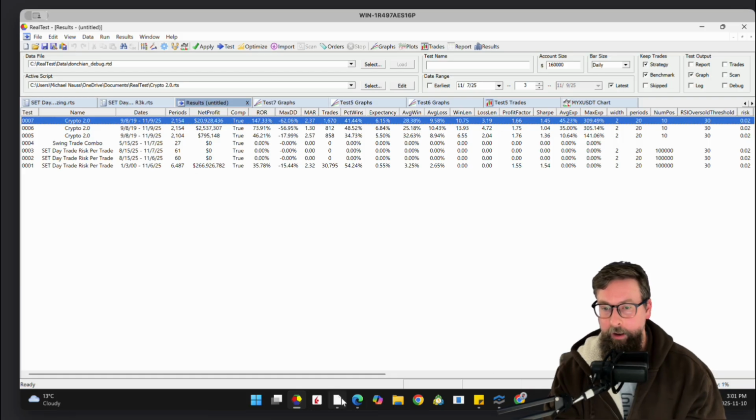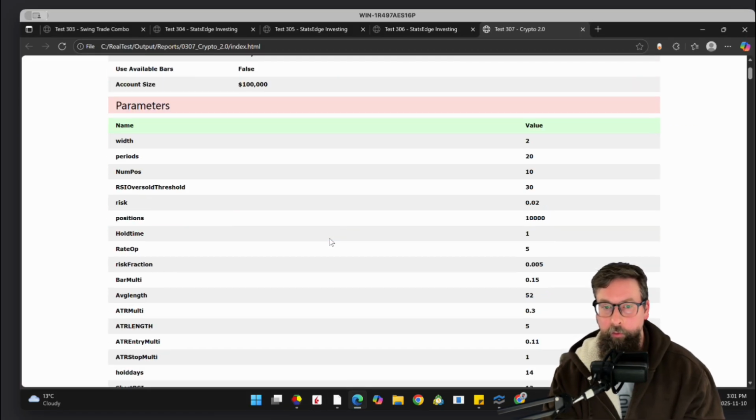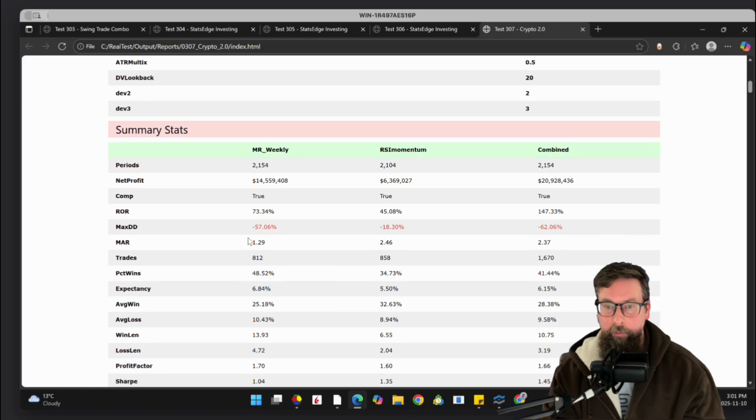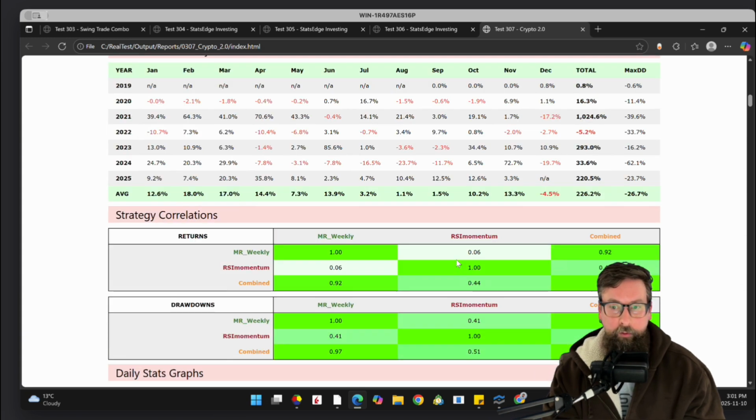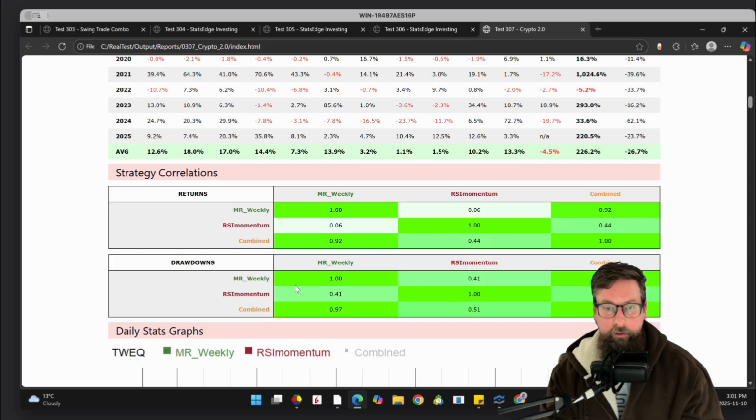So if we take a look, we can actually look at this individual report. So this is the report that is brought up, and these are the two systems, right? The MR weekly, which is our mean reversion, and then our RSI momentum here as well. And combining these two things, you can see the stats that I just read out there with the 73 and the 45, and then combining those two. But what we're trying to do is when we go and we look, we're trying to look right here. This is where I'm going to spend a lot of my time when I'm actually building systems and looking at systems like this. I want uncorrelated returns, which we're seeing a little bit of.